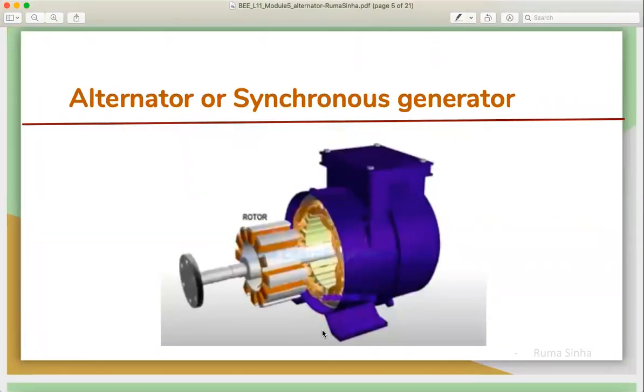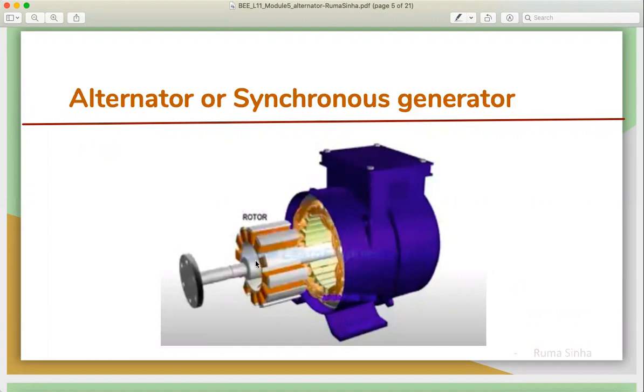So this is the stator part. Here we have the armature windings placed, where the EMF will actually be induced. From this outer periphery, we'll be taking out the terminals through which we will be collecting the induced EMF. And inside this, we have the rotor, which will be inserted inside this, so that this rotor can rotate freely inside this stator.